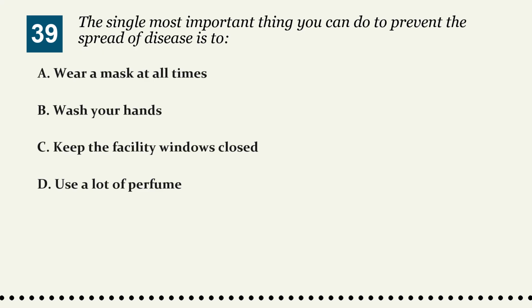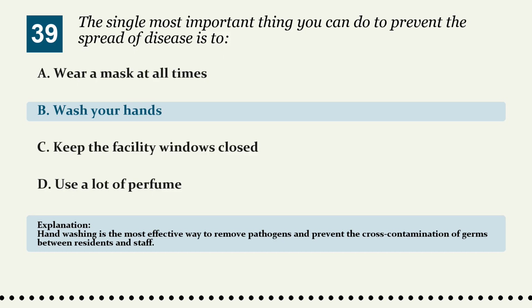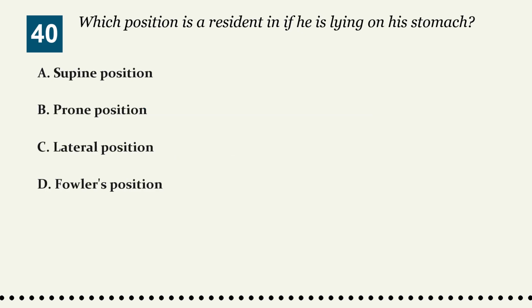Question 39. The single most important thing you can do to prevent the spread of disease is to: Option A, wear a mask at all times. Option B, wash your hands. Option C, keep the facility windows closed. Option D, use a lot of perfume. The correct answer is option B. Wash your hands. Hand washing is the most effective way to remove pathogens and prevent the cross-contamination of germs between residents and staff.